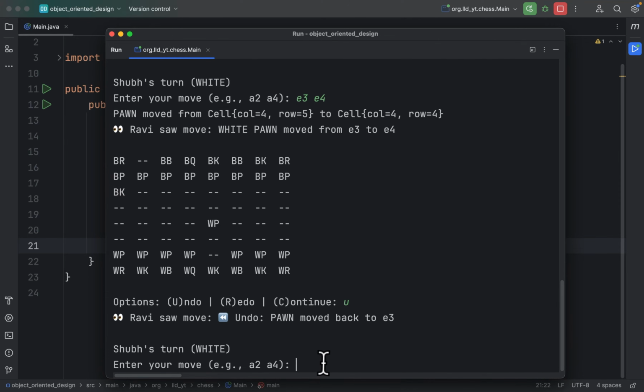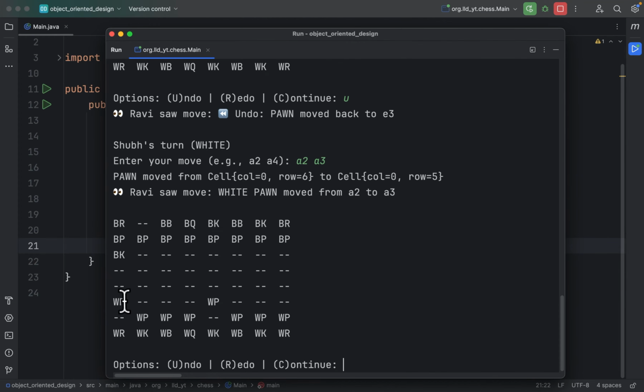Now again, it's my chance. So I will move this A2 to A3. A2 to A3. So I was successful in doing so. Now this game will keep on going until one of them wins the game, and we all know who would win the game. Okay, so let's stop this game, and I hope you understood the output properly. Now let's check out the code.